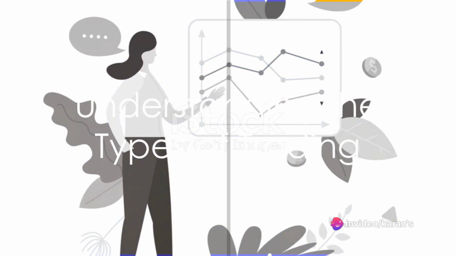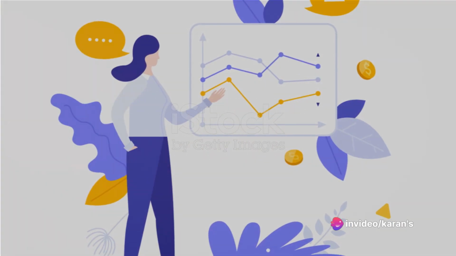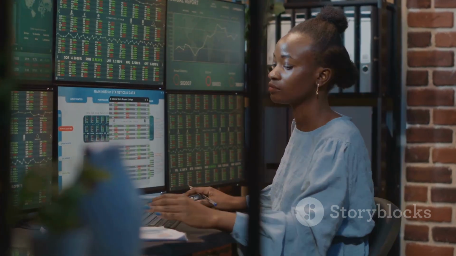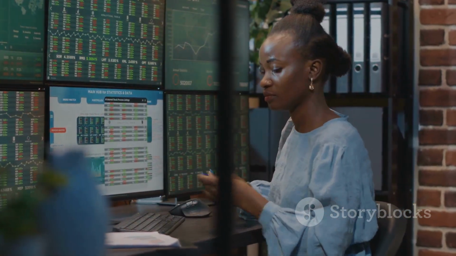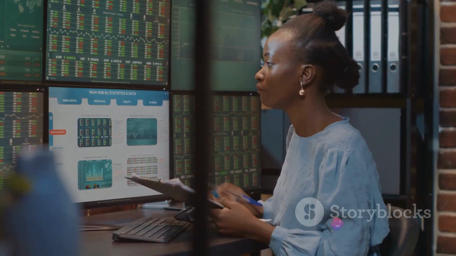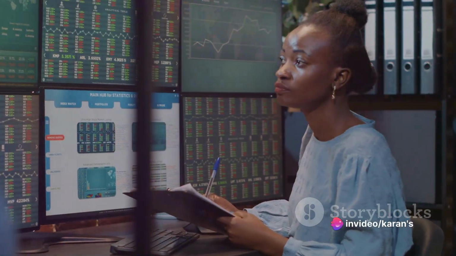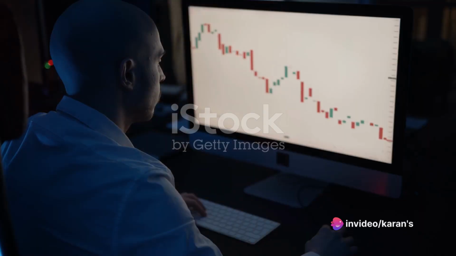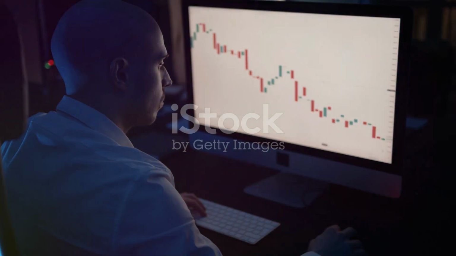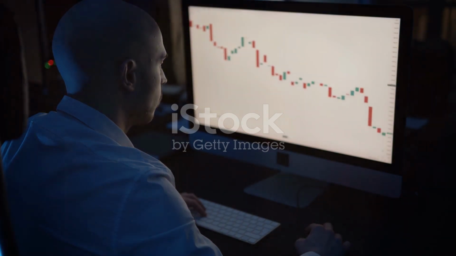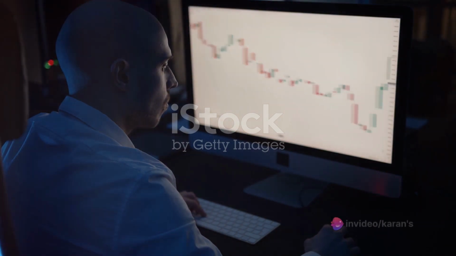Firstly, we need to understand the types of trading. There are four main types: day trading, swing trading, position trading, and scalping. Each has its own unique set of rules and strategies, and understanding these differences is the first step towards becoming a successful trader. Day trading, as the name suggests, involves buying and selling assets within a single trading day. It's fast-paced, exciting, and requires a keen eye for detail.